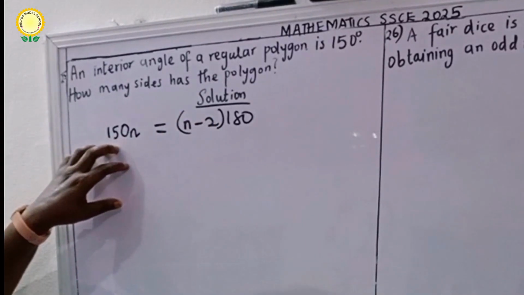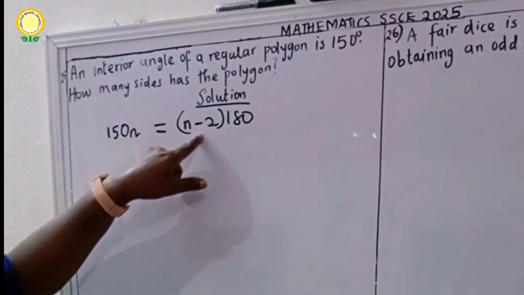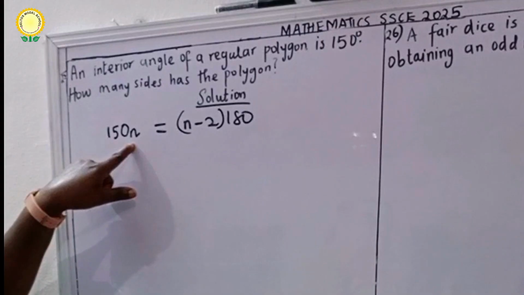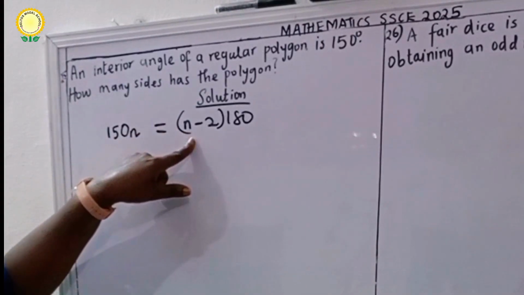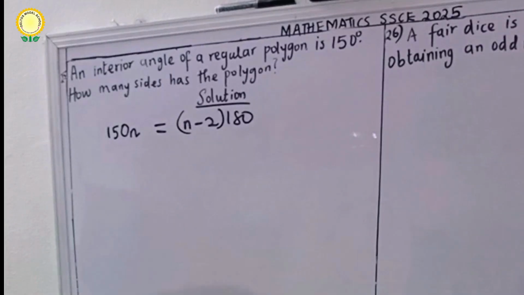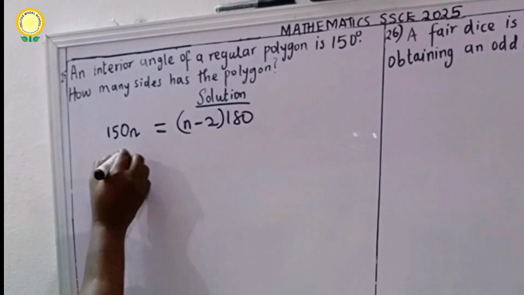We know one angle is 150, we multiply it by the number of angles. We know the number of sides is n also. Remember, the number of angles is the same as the number of sides, and to get the total angle is (n minus 2) times 180. That's the formula for finding the total angles of a polygon. So we are going to equate the two expressions.